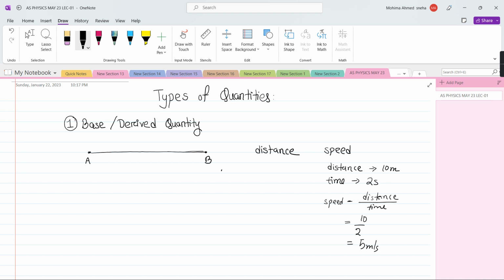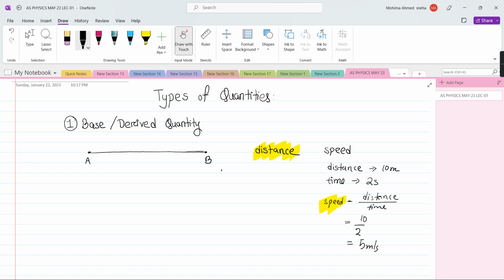So speed is the type of quantity that is referred to as a derived quantity, and distance is the type of quantity that is referred to as a base quantity. So from this example, what we understood is that base quantities are quantities that cannot be broken down into anything simpler, or base quantities are quantities that do not have any equation of their own. In order to calculate or measure the distance between any two given points, you do not need to use any given equation. You just need to use a measuring instrument and get the value for that quantity directly.